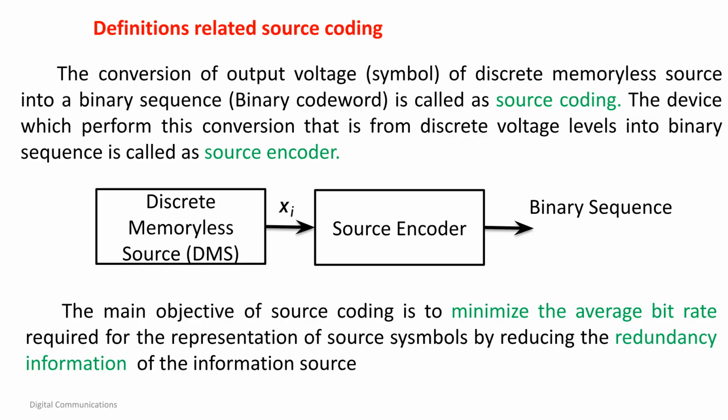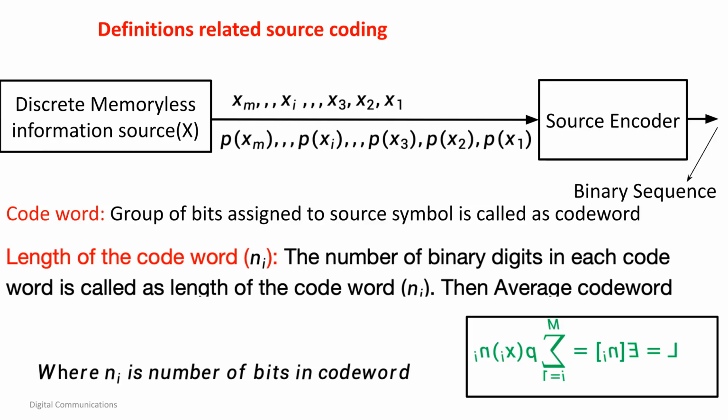Source coding is the conversion of a discrete memoryless source output voltage into a binary sequence, or code word, performed by a source encoder. The main goal is to minimize the average bit rate by reducing redundant information. A code word is a group of bits assigned to a source symbol. The length of a code word is the number of binary digits, denoted by Ni.